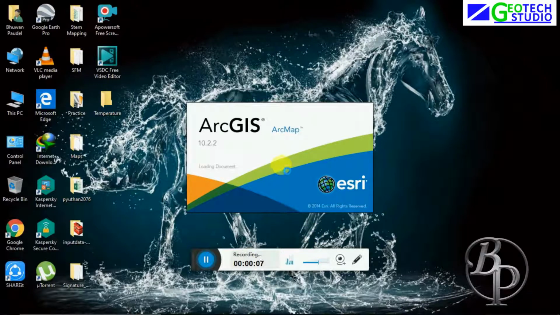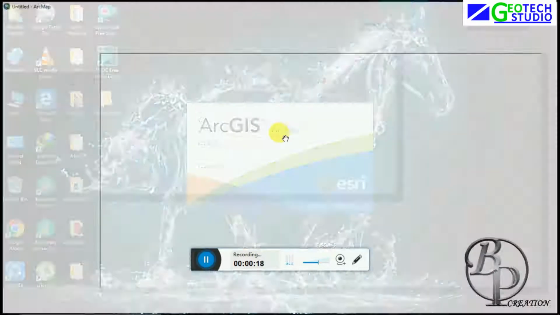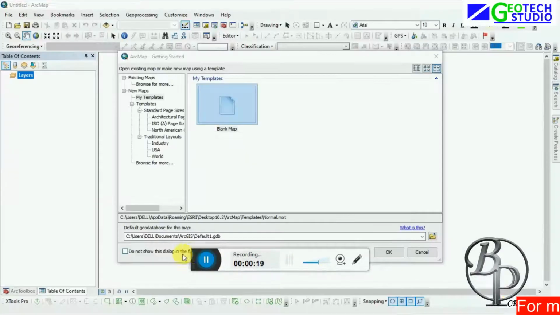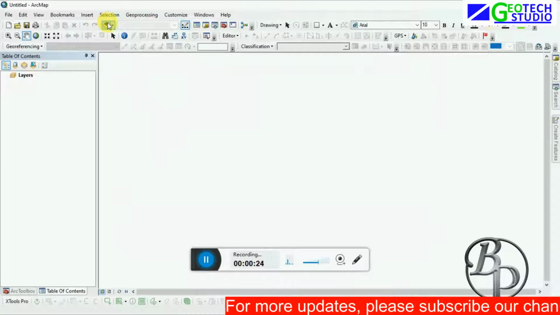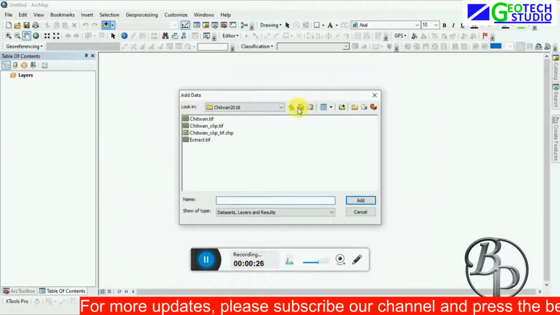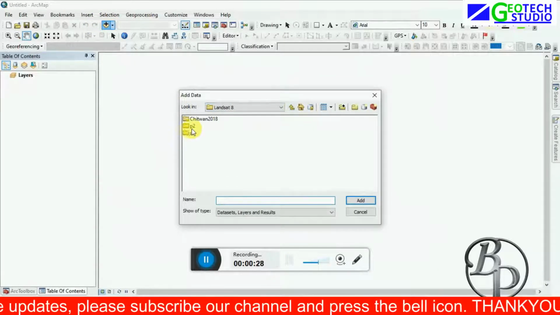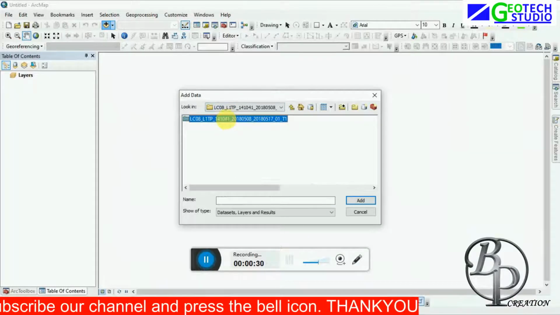Here I am going to show land surface temperature mapping. For this we have to download the Landsat data from Google Earth Explorer and add band 10 from that data to our GIS. Here I am going to add my thermal band 10.